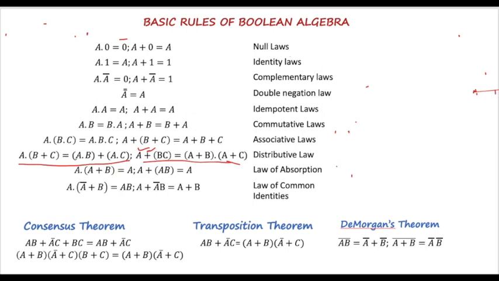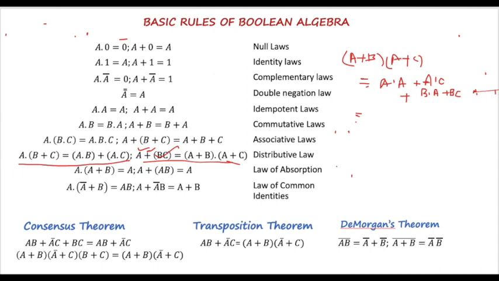Now here you can see, equals to A dot A plus A dot C plus B dot A plus BC.